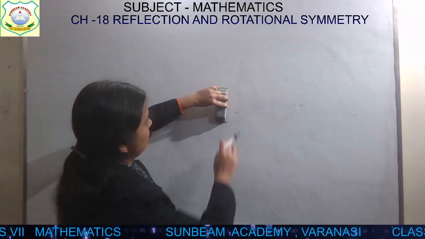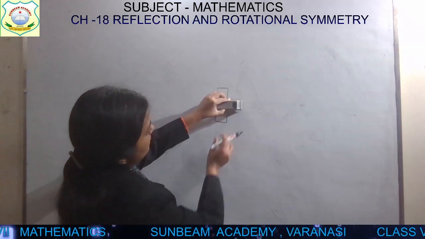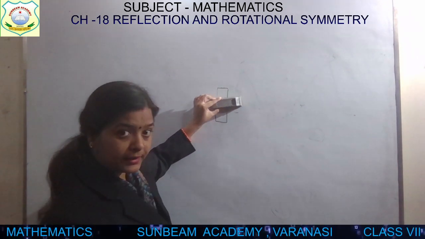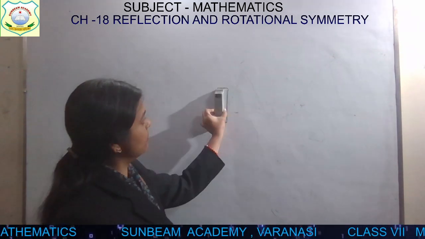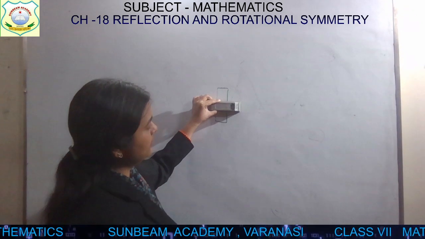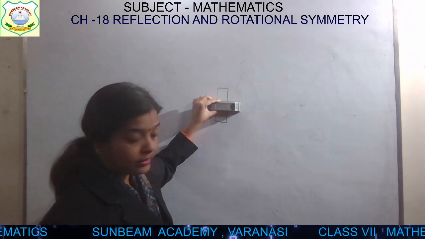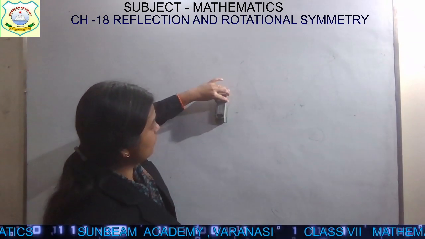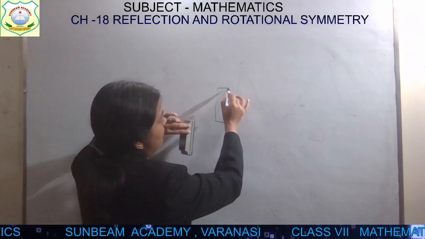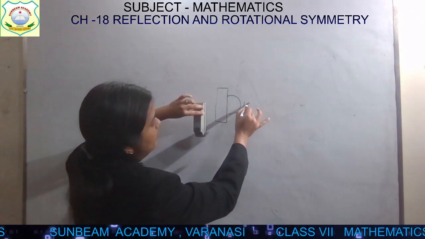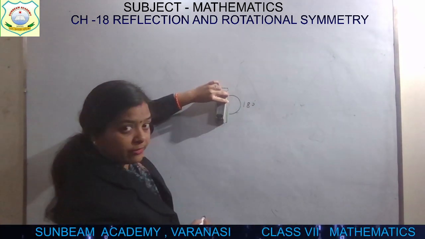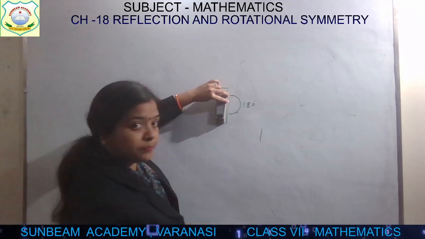So if I rotate it now, it is 90 degrees. I have rotated it by 90 degrees from the original. This is the original and this is 90 degrees, but we are not getting the same figure. So again rotate it. Now from the original, total is how much? 180 degrees. So I am getting the same figure. So one time I have got the same figure.